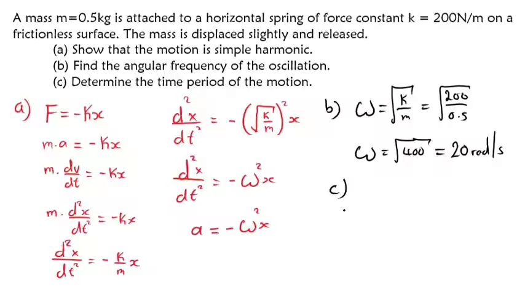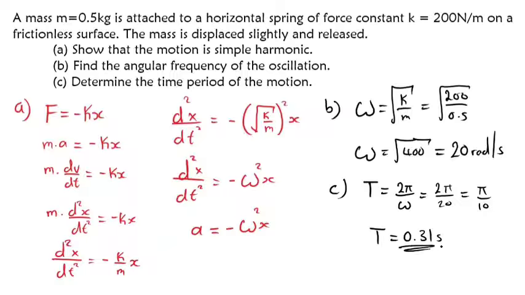Part C says determine the period of the motion. So period is given by 2 pi over omega. This is 2 pi divided by 20, so this is pi over 10. So period is approximately 0.31 seconds. So there we have it.